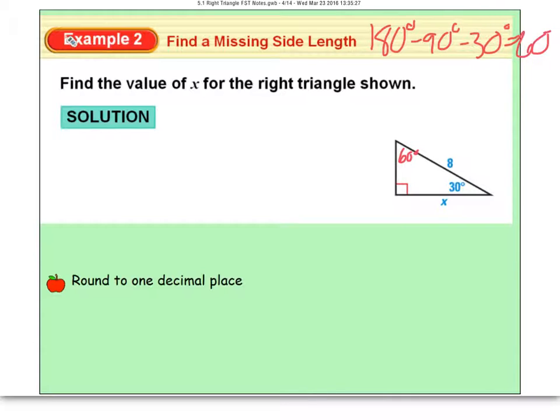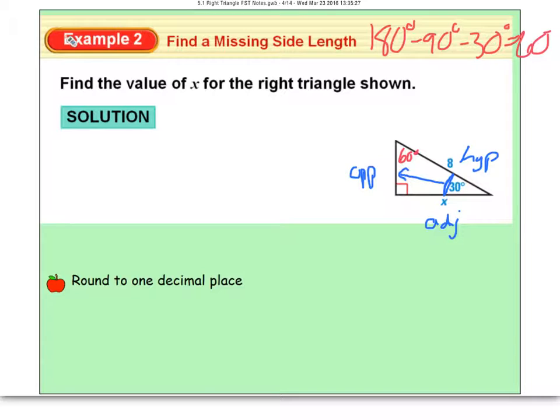Then what you want to do to find the missing side length here, because we only have one side length, we can't use Pythagorean's theorem. When that's the case, you can write a ratio, either sine, cosine, or tangent. What you want to do is pick an angle, and we're going to use 30 degrees, and see which sides you have. Well, this one straight across is called opposite. Again, this is the hypotenuse because it's right across from the right angle, and this is adjacent. So the two sides we have are the adjacent and hypotenuse.